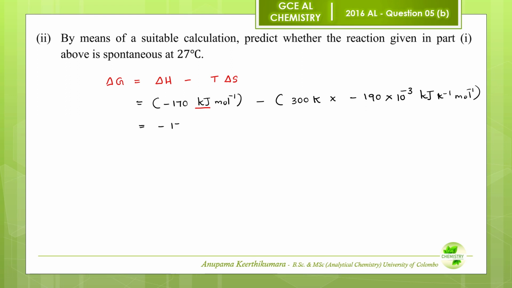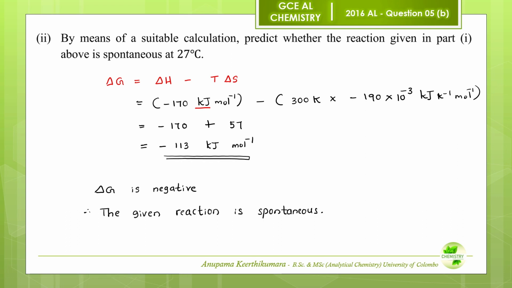Negative 170 plus 57. The final answer is negative 113 kilojoules per mole. This is the Gibbs energy change of the above reaction. The sign of delta G is negative. Therefore, this given reaction is spontaneous. This is the answer for the question number 2.